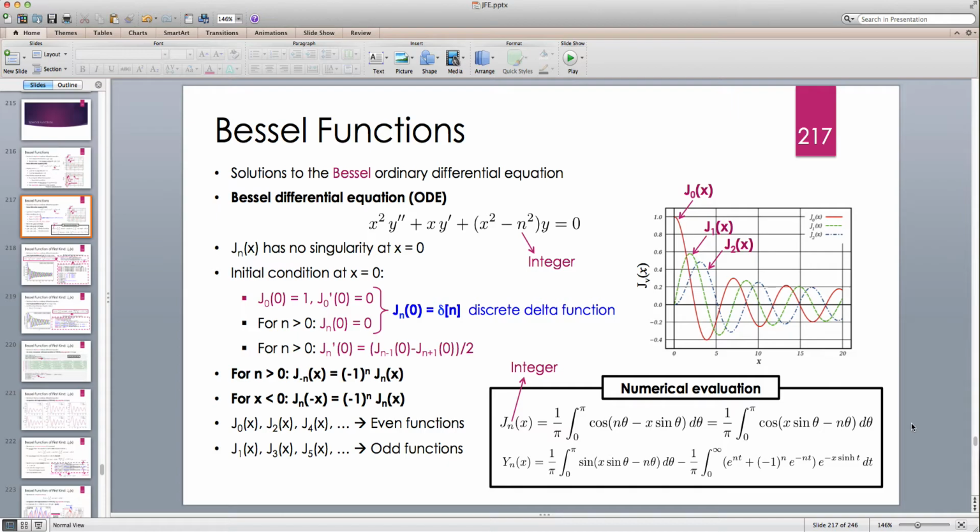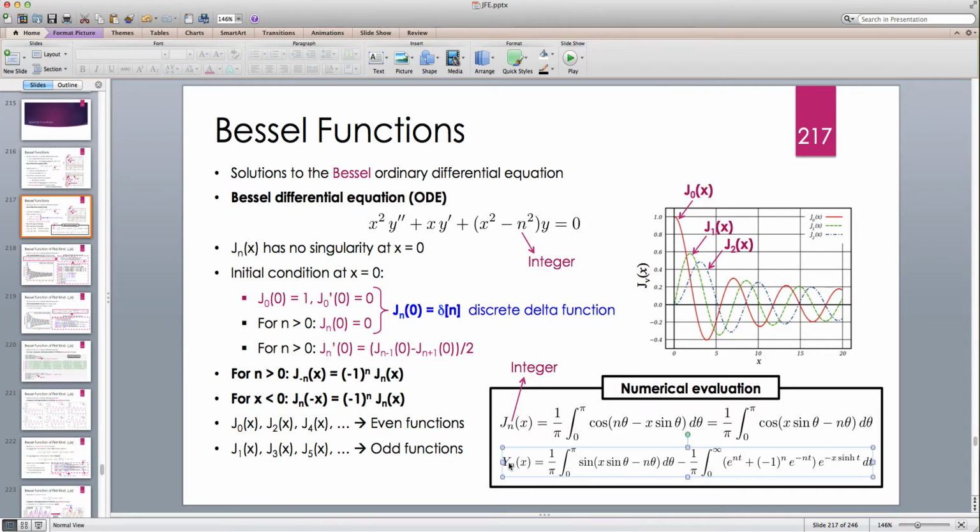One question is, is this the most efficient way of calculating Jn? And the answer is no. And again, that's because based on the series expansion, we can always find the asymptotic series for a small x, large x, and those prove to be more efficient in terms of numerically calculating the functions.